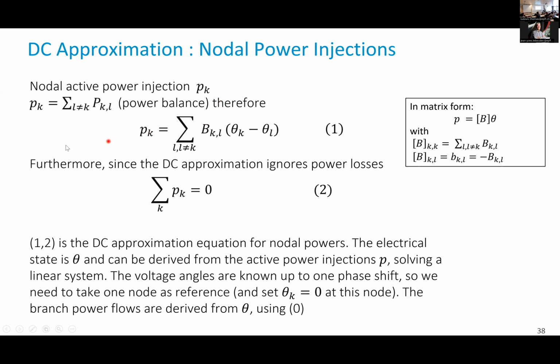We can do a simplified power flow. The power flow problem is to find the theta given the P, but it is degenerate because we know there is this additional constraint that's always true: the sum of the powers is equal to 0, which is physically not true, but it's true in the DC approximation, because the DC approximation ignores the power losses here.